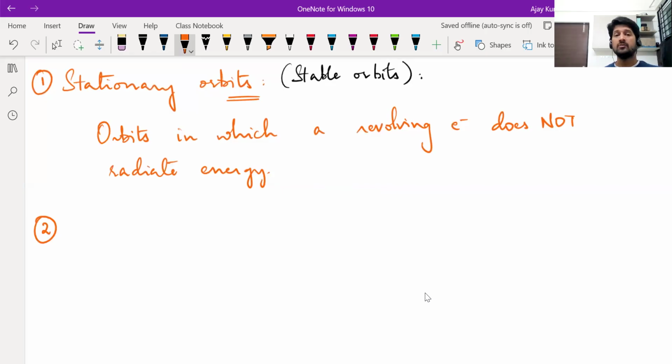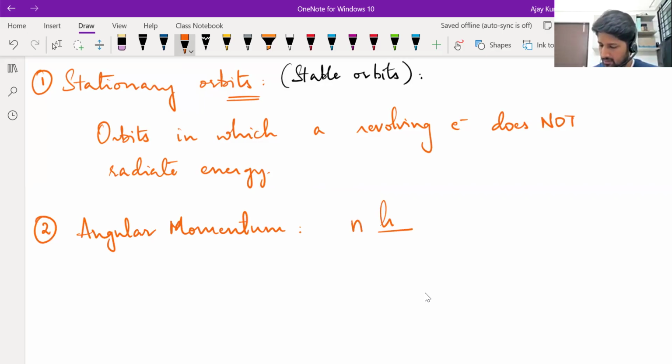What is special about these stationary orbits? He gave some explanation. He said that in stationary orbits, the angular momentum of the revolving electrons is an integral multiple of h by 2 pi. Such orbits are stationary orbits, and in such orbits, the electron does not radiate energy. So when the angular momentum of an electron is an integral multiple of h by 2 pi, automatically the orbit becomes stationary, and the electron does not emit radiation.